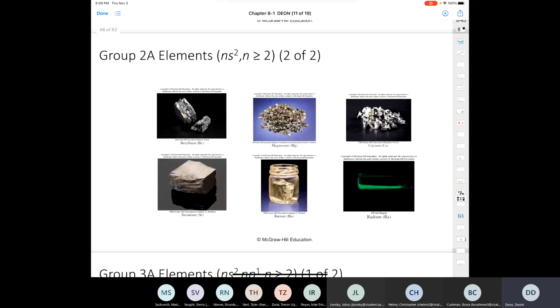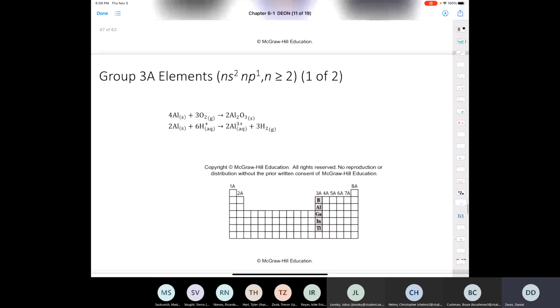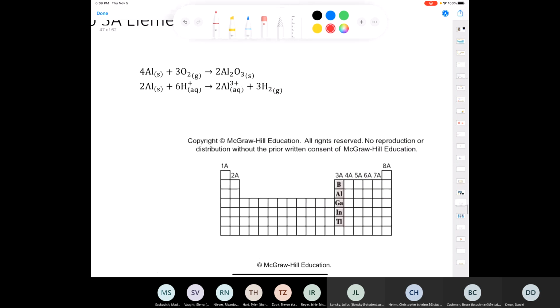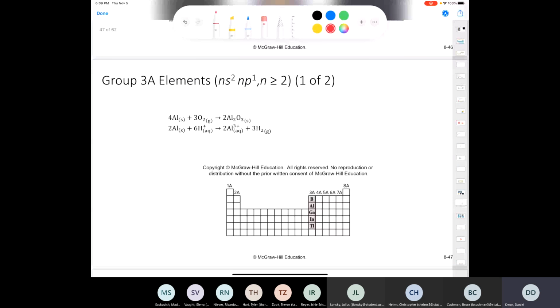Here are some pictures of the group 2A elements. And what do we notice about most metals? That they're dull or shiny gray solids. If we look at the group 3A elements, we have boron, which is a metalloid, and the rest are all metals: aluminum, gallium, indium, thallium. When aluminum reacts with oxygen, it forms aluminum oxide, and aluminum can also react with an acid.